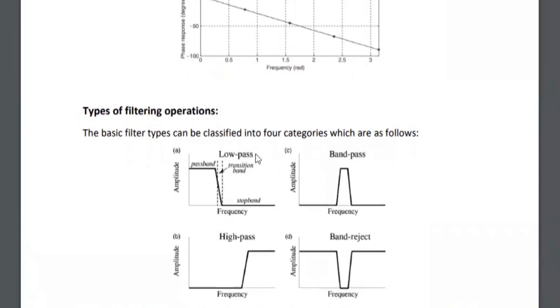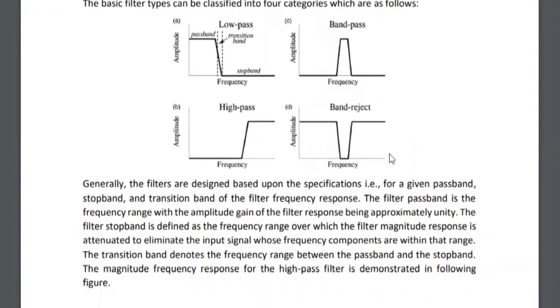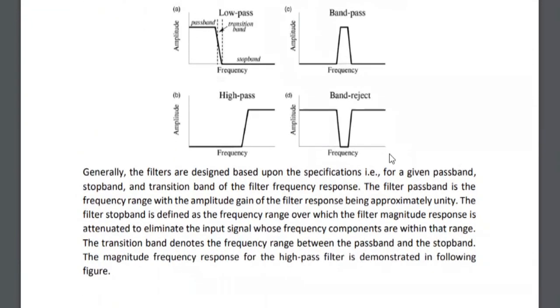Types of filtering operation. The basic filter types can be classified into four categories, which are as follows: low pass, high pass, band pass, and band reject. Generally, filters are designed based upon specifications, that is, for a given passband, stopband, and transition band of the filter frequency response.